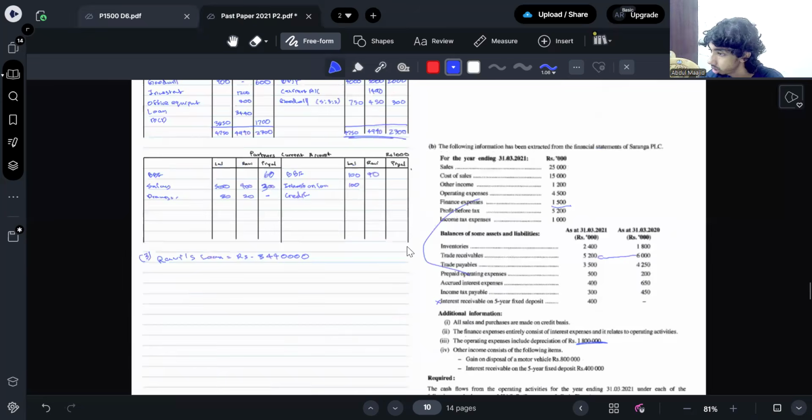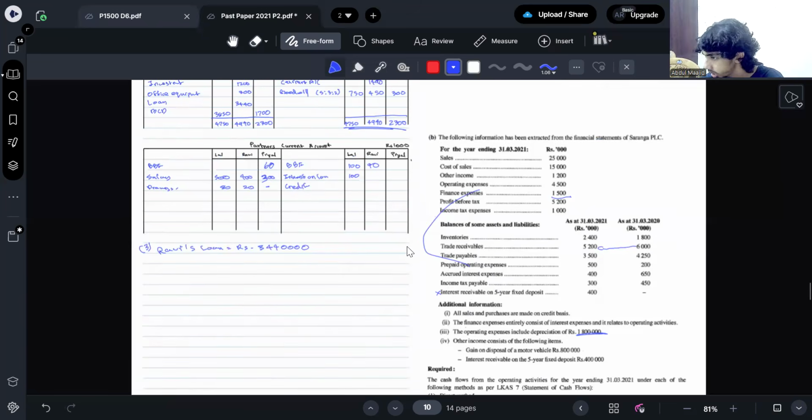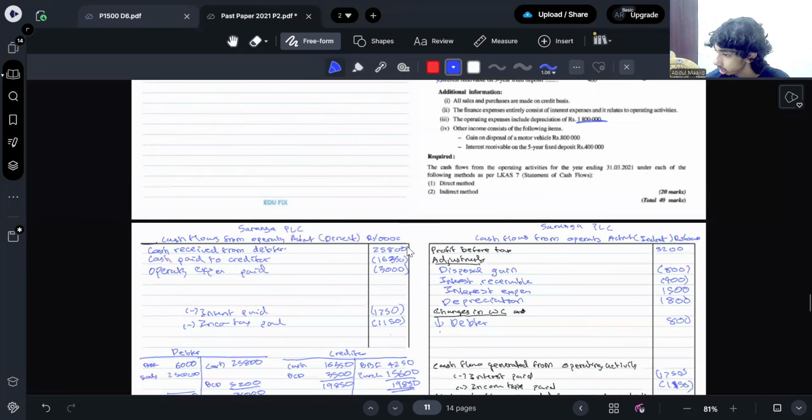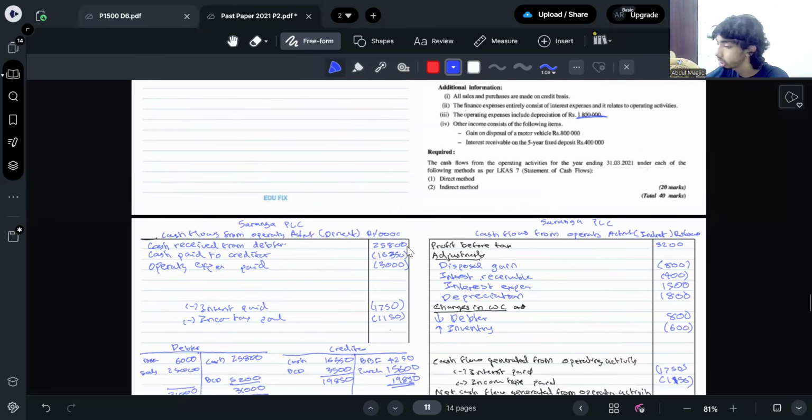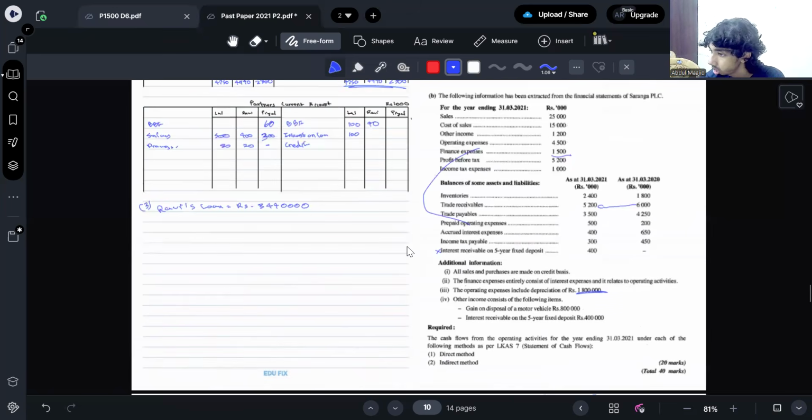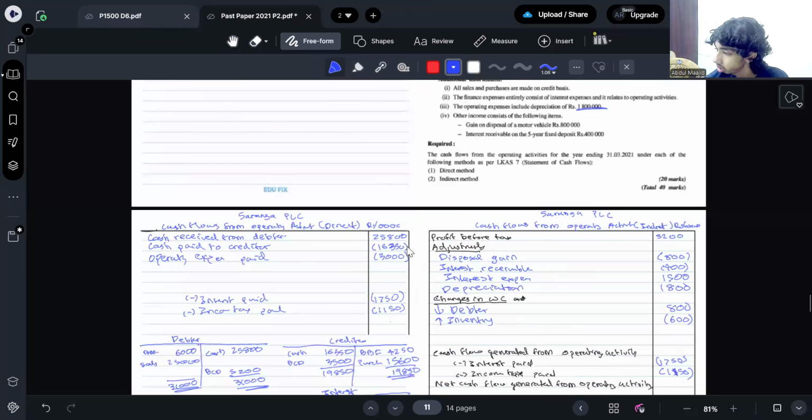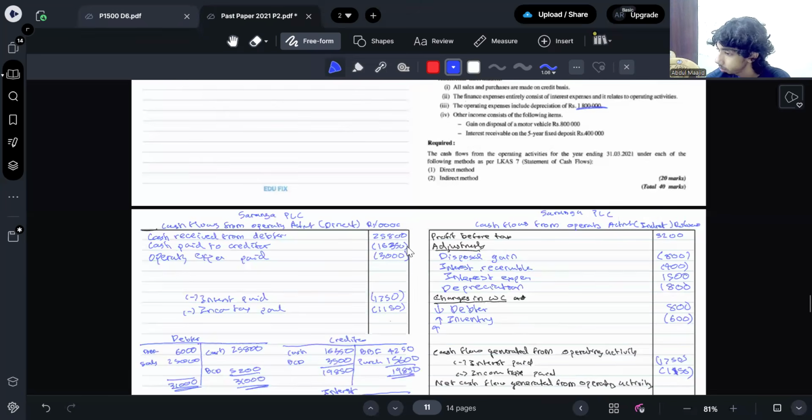I have left out inventory. Inventory is increasing by 600. Increase in inventory. Inventory is a current asset. Current asset has a negative relationship with cash flow, so minus 600. Inventory increasing, you have to deduct. Then current prepaid operating expense increasing by 300. Increase in prepaid operating expense, you have to deduct 300.